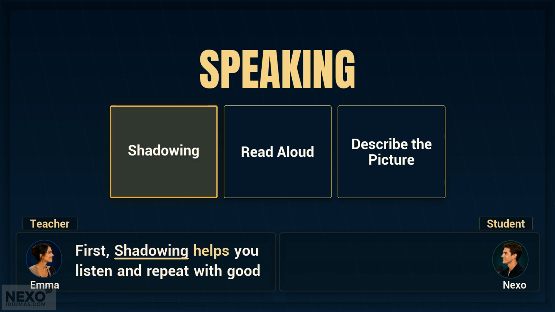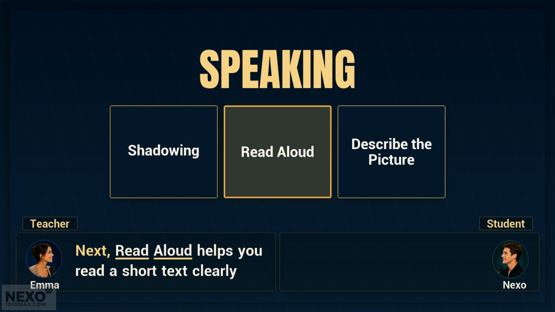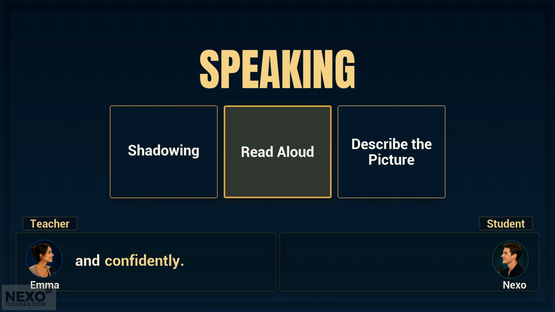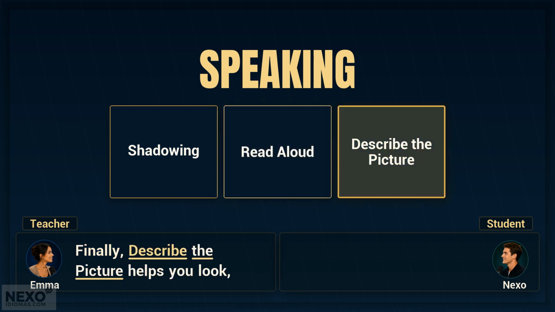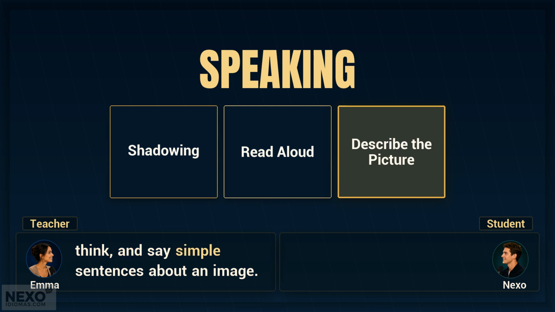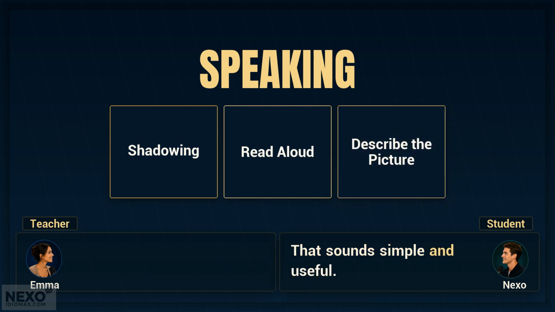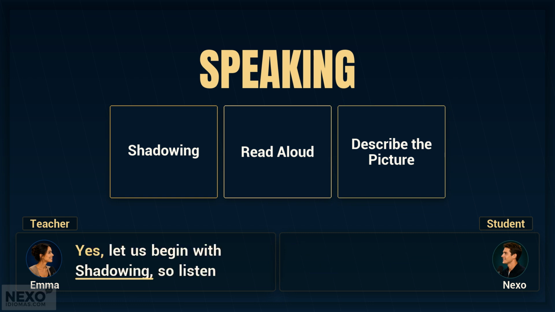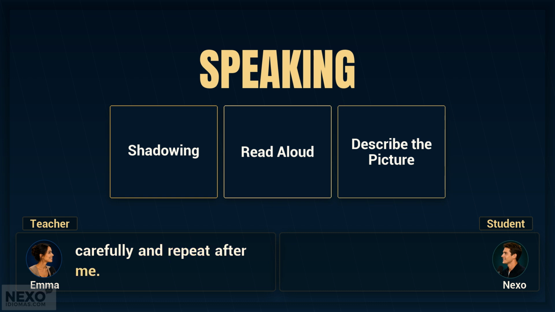First, shadowing helps you listen and repeat with good rhythm. Next, read aloud helps you read a short text clearly and confidently. Finally, describe the picture helps you look, think, and say simple sentences about an image. That sounds simple and useful. Yes, let us begin with shadowing, so listen carefully and repeat after me.